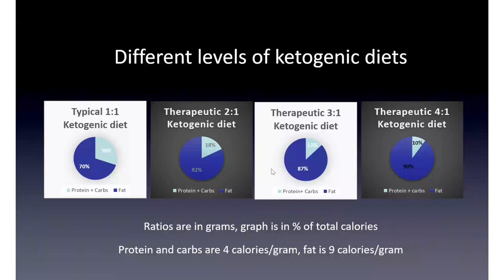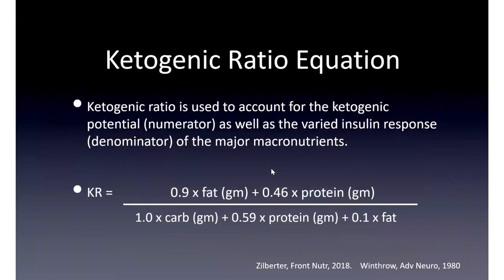I don't know if I've shared this ratio or this equation with you, but it's another one that was discussed because protein and carbs aren't actually the same, right? We've looked at glucose and insulin curves on protein versus carbohydrate. And we know that typically carbohydrates have the sharpest peak from a glucose perspective. So what this ratio looks at is it tries to account for the ketogenic potentials. So that would be the top, the numerator, as well as the varied insulin response. Those would be the denominator of our three major macronutrients, right? Our fat, protein, and carbohydrates.